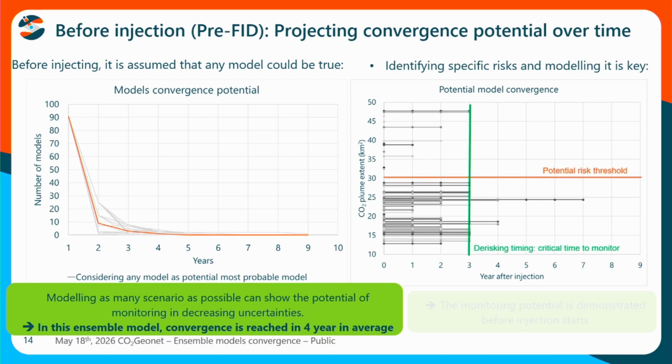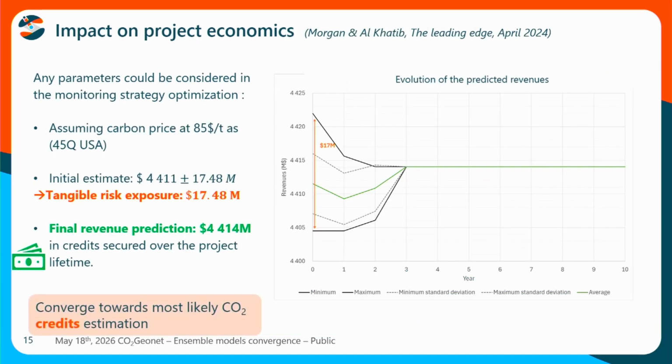So that's how, if you have a threshold, if you have a maximal extent that you don't want to reach, then you can build the monitoring plan in order to answer the specific questions that you have and the specific risks that you have on the field. So here we know that most models will actually be discarded at year 3. And this also translates into economics. Well, in this case, uncertainty represents about $70 million of exposure in the case of the 45Q in the US. And you can also optimize injection to maximize the revenue on the field.